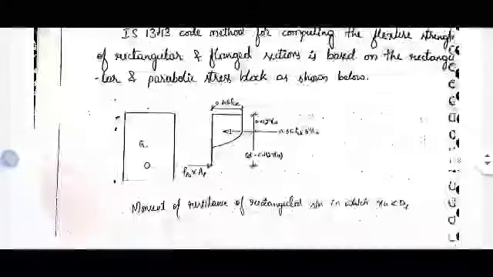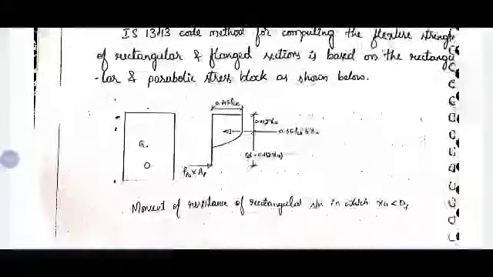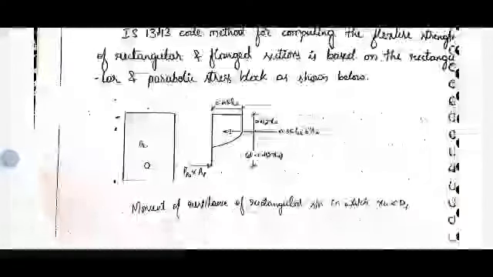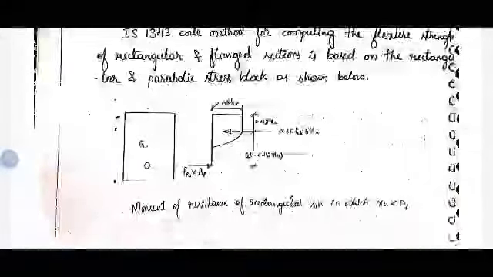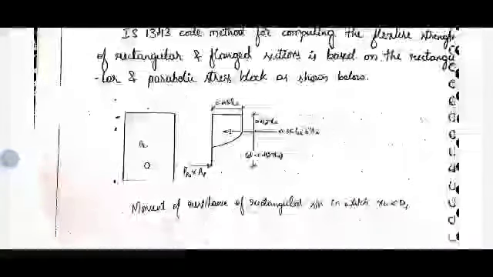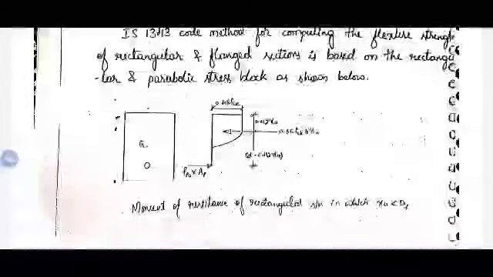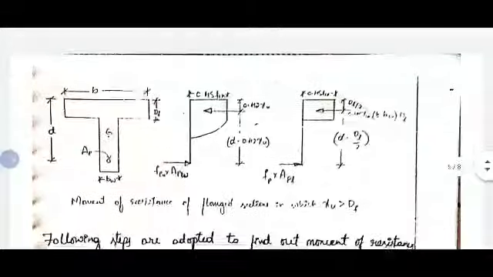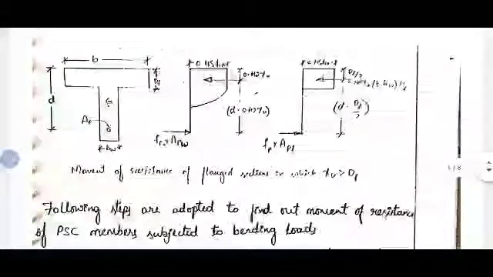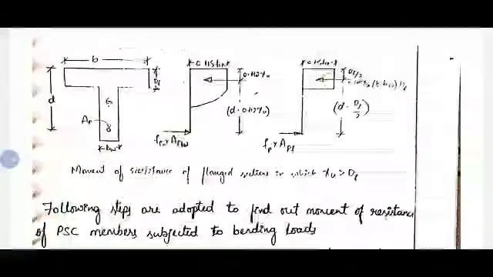So first, for the rectangular portion, we will be having this stress distribution diagram. Then there will be no question of the neutral axis also. It will lie in the section only. So XU less than DF, or greater than DF. For a rectangle section, only XU less than DF we are going to consider. Then if XU is greater than DF, then we are going to consider it as a flanged section.